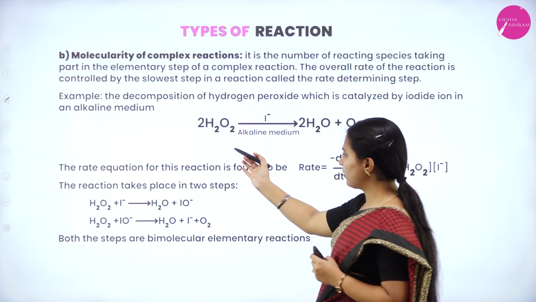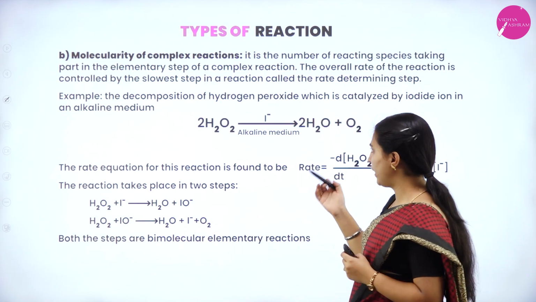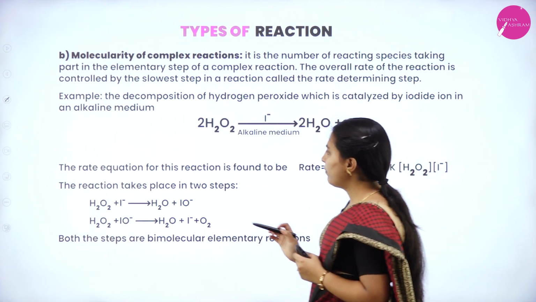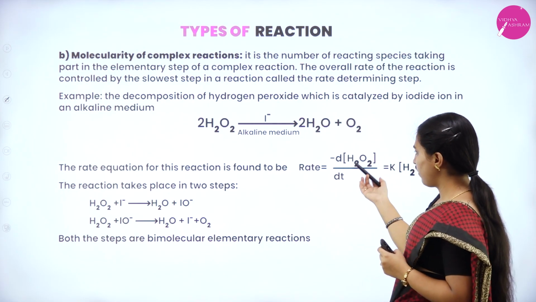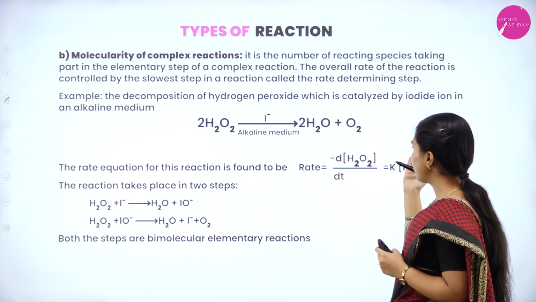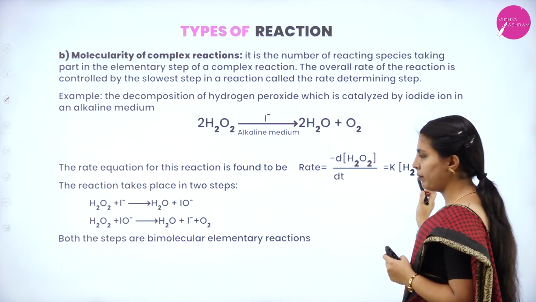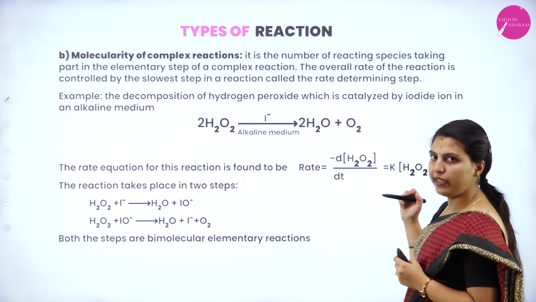Example, the decomposition of hydrogen peroxide, which is catalyzed by iodide ion in an alkaline medium. This is hydrogen peroxide. In an alkaline medium, iodide ion will be present to catalyze and it will form water plus oxygen. The rate equation for this reaction is found to be rate equal to minus d[H2O2]/dt equal to k into [H2O2] into [I-], the concentration of hydrogen peroxide times the concentration of iodide ion.